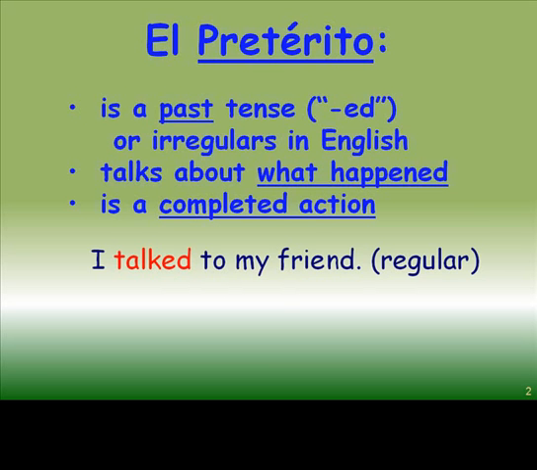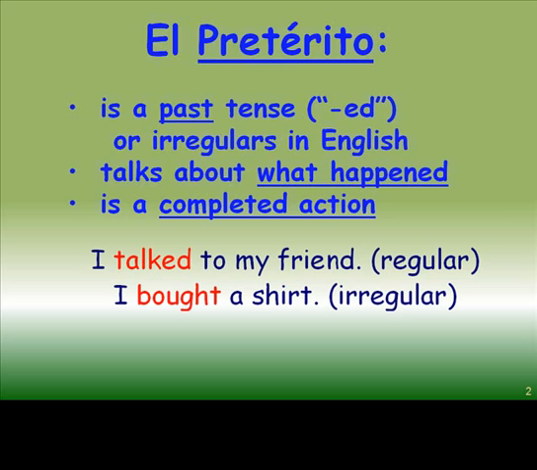Some examples in English are: I talked to my friend, and obviously that -ed ending in English is considered a regular conjugation. We have I bought a shirt, and that will be an irregular in English, but in Spanish that will be a regular conjugation. And then we have I paid in cash, which in English is also an irregular conjugation, but in Spanish could be a regular in some forms.